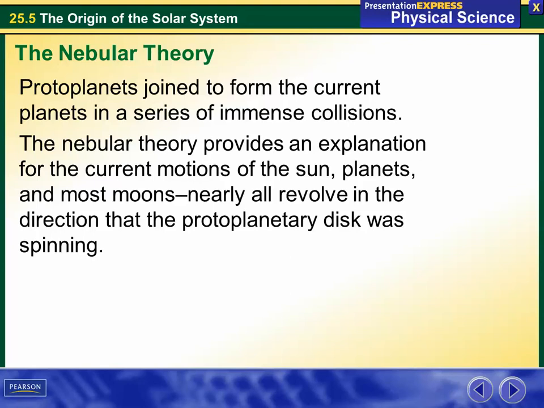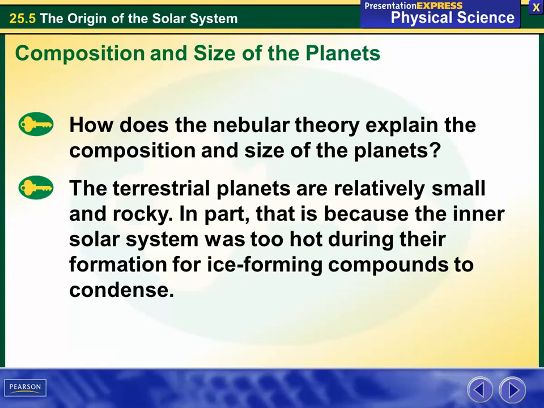And the nebular theory provides an explanation for the current motions of the sun, planets, and most moons, because nearly all revolve in the direction that the protoplanetary disk was originally spinning. So that spinning motion that was present early on in the formation of the solar system still exists in the fact that our planets are orbiting in the same direction that the disk was spinning. And so the next thing it's going to talk about is why we have inner rockier planets and then farther out gas giants.